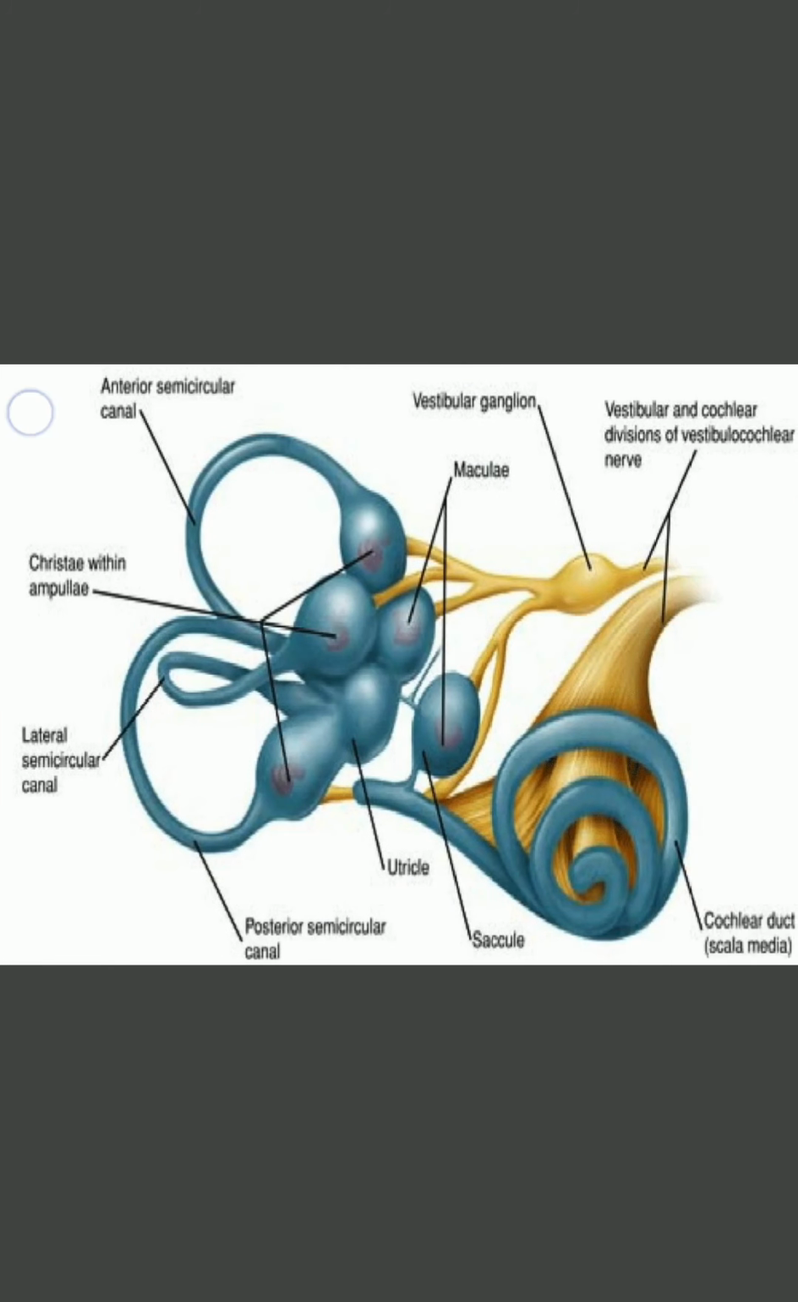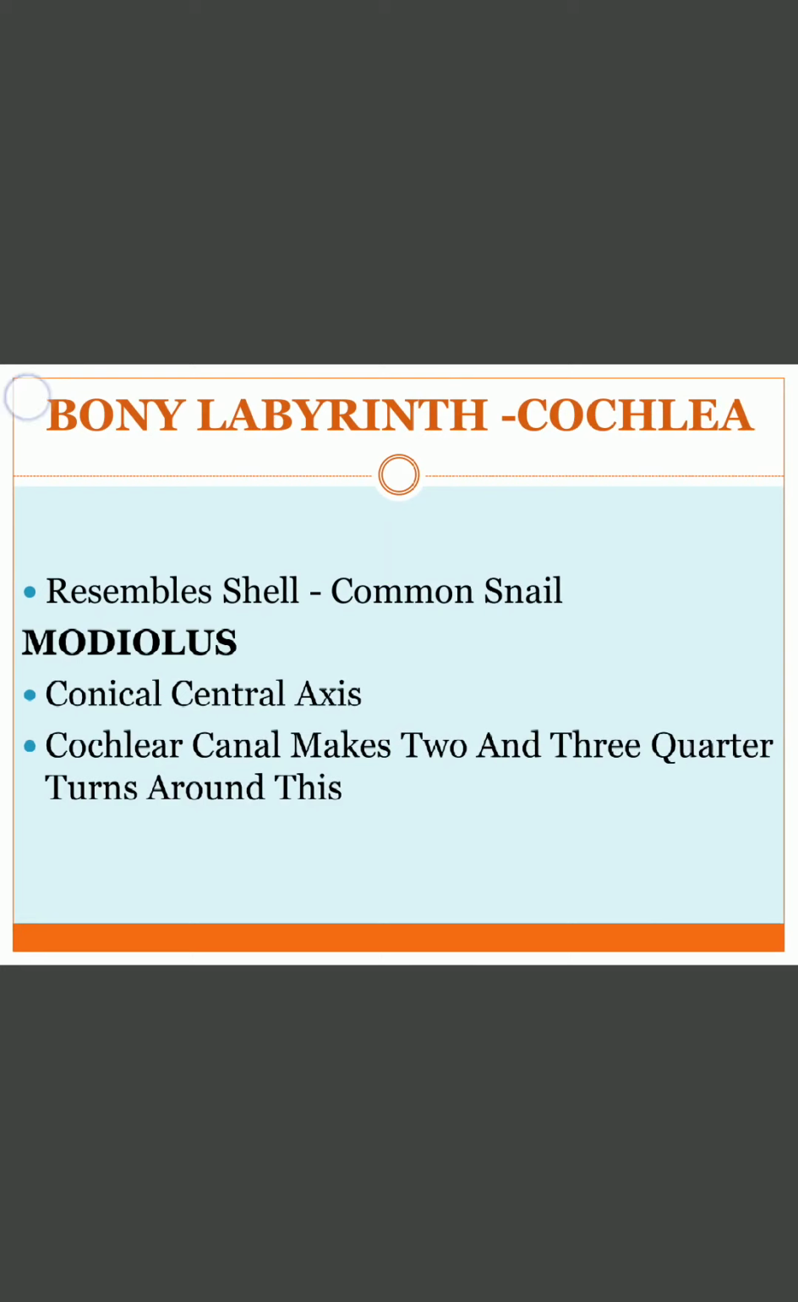This is a figure of the membranous labyrinth. These are the semicircular ducts with the cristae. This is the utricle with the maculae. This is the saccule with the maculae. And this is the spiral cochlear duct. In today's lecture, we will talk about cochlea.